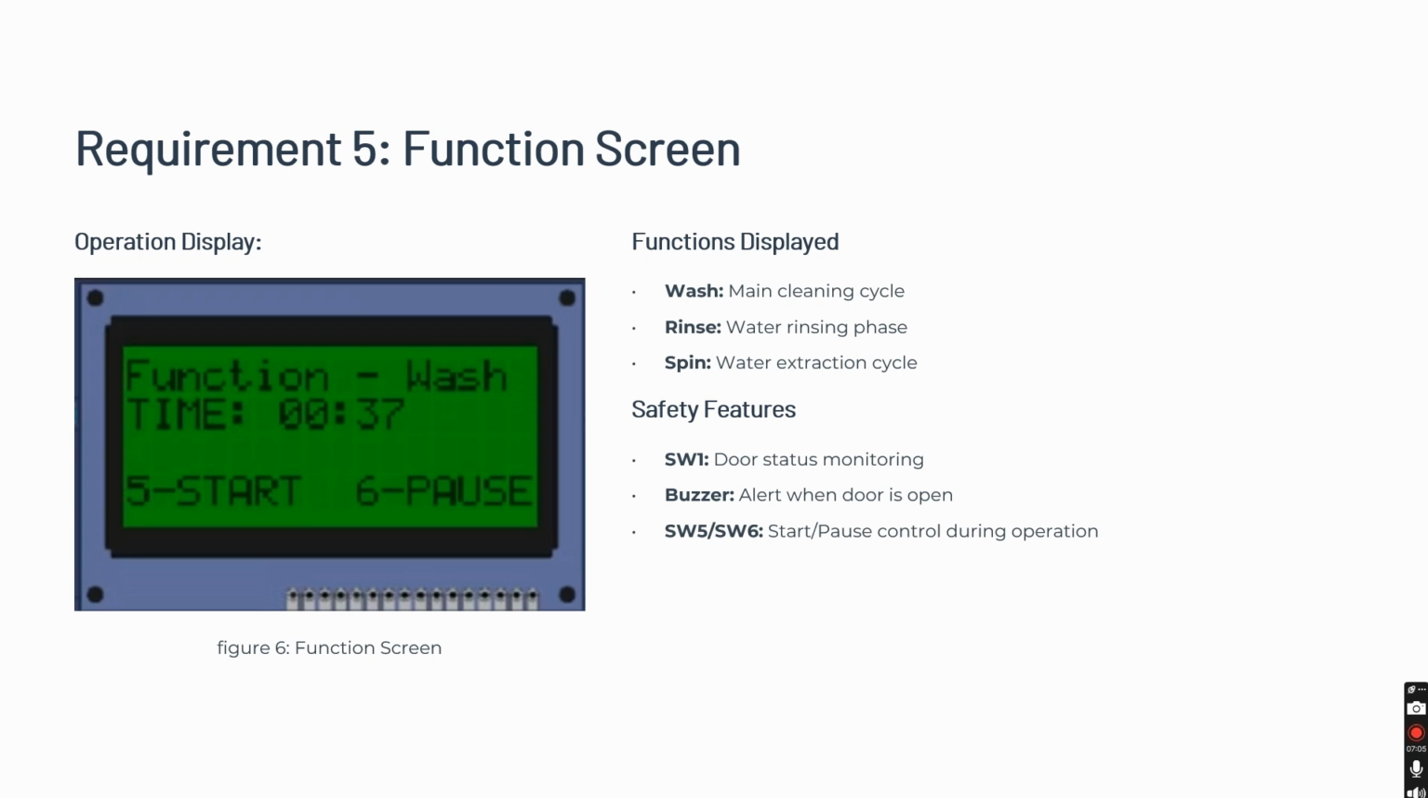For safety, switch 1 is used to simulate the door status. If the door opens mid-cycle, then the system activates the buzzer and displays a warning message, halting operations until the door is closed again. This feature mimics the door lock mechanism seen in real machines.